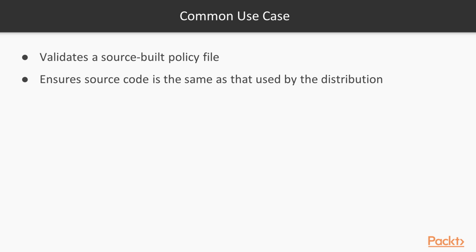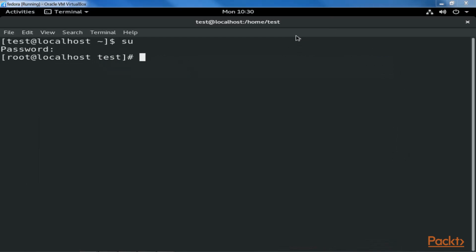Administrators can then be certain that the source code they use to build a policy file is the same as that used by the distribution to provide the provided policy. Its basic usage is simply to provide the two binary files. Now, let's try out a few commands to explore this.